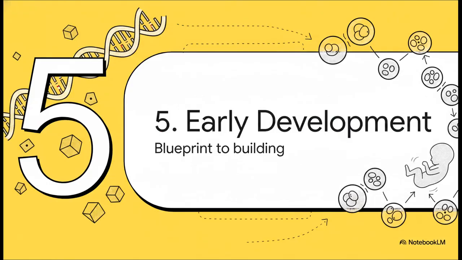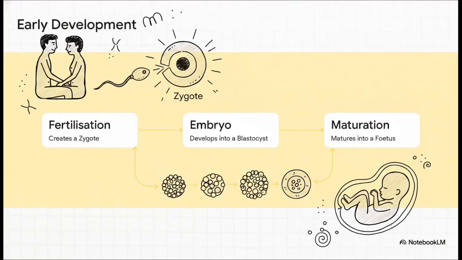Finally, Section 5, fertilization and early development, going from the blueprint to the building. We've spent this time examining the microscopic code, so now let's actually watch the blueprint spring into action. The development of a human being kicks off with fertilization, where a haploid sperm unites with a haploid ovum. This monumental event creates a single diploid cell called a zygote. After that, this newly formed zygote goes on a rapid journey of division. It transforms into a multicellular embryo, progressing through stages like the morula and the blastocyst before eventually maturing into a complex fetus.